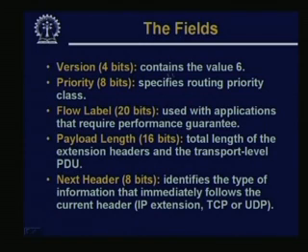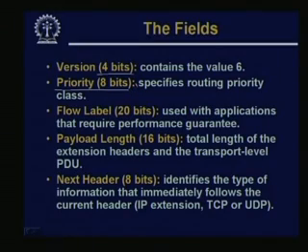Version, I told you it will contain the value 6 because it is IP version 6. This is a 4-bit field. Well, to represent 6 you may need 3 bits only, but these 4 bits have been kept for future expansion. Maybe sometime later we may be having version 8, version 10 like that. So, 4 bits are kept.